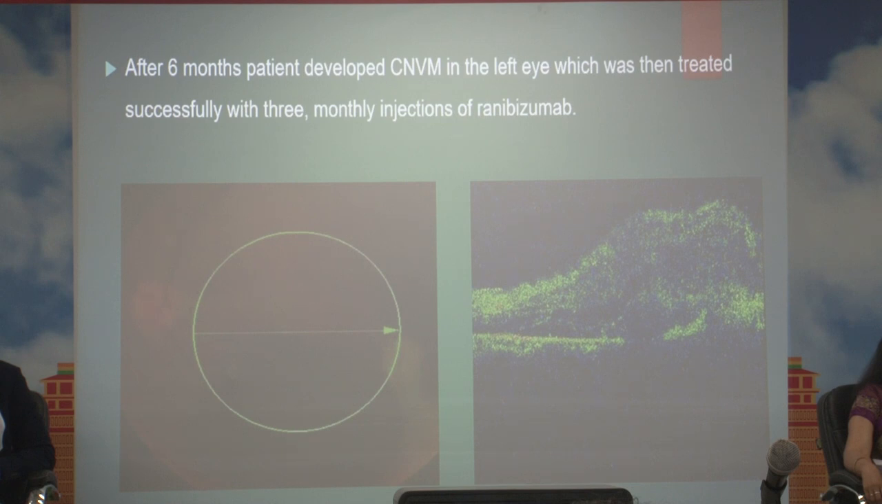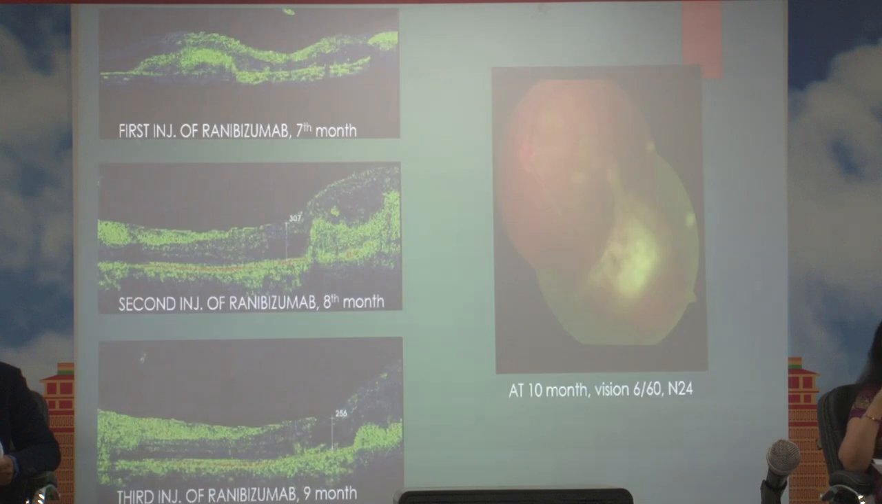The patient was under follow-up till then. Then the patient came at the 6th month with a sudden diminution of vision, and at that time the patient had developed CNVM. So we gave 3 monthly injections of ranibizumab.